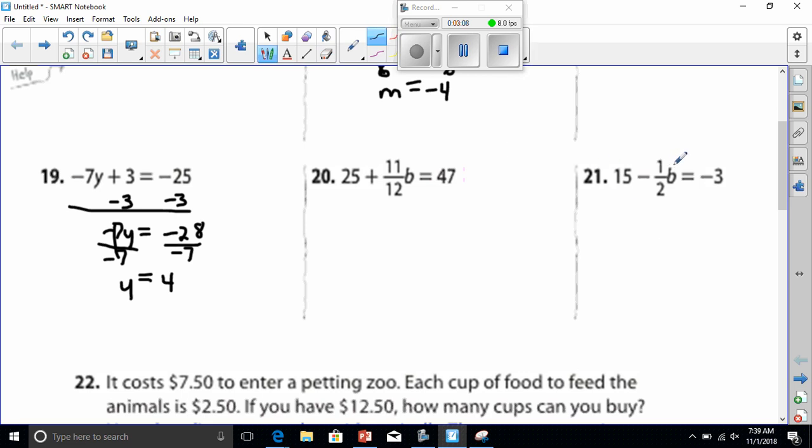Let's go to number 21 now. Again, we deal with the variable last, so we're going to deal with the number first. But remember this is a negative b we're going to have, so we'll have to divide out a negative 1/2 later. Let's start with 15 first. First we'll have to subtract 15 from this side to get rid of it, which means we'll subtract 15 from this side to get rid of it.